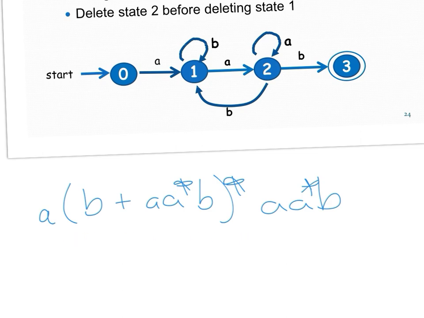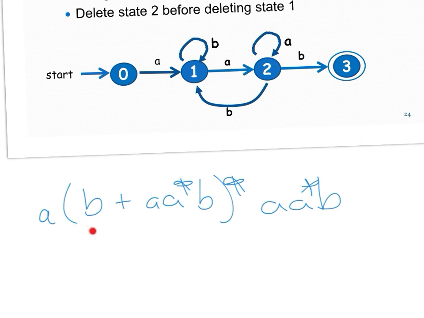As many times as you want, that's what this star means, right? You can either take a B by itself, or you could take an A star B. And you can, the first time take a B, the next A star B, the next B, the next B, the next B, the next A star B. So let's see. The B by itself makes sense.